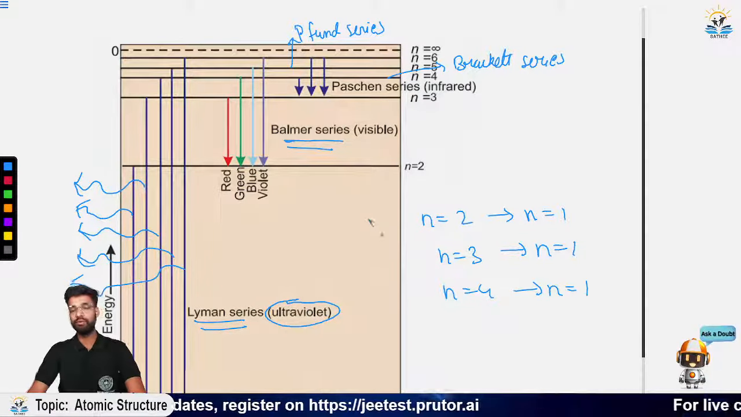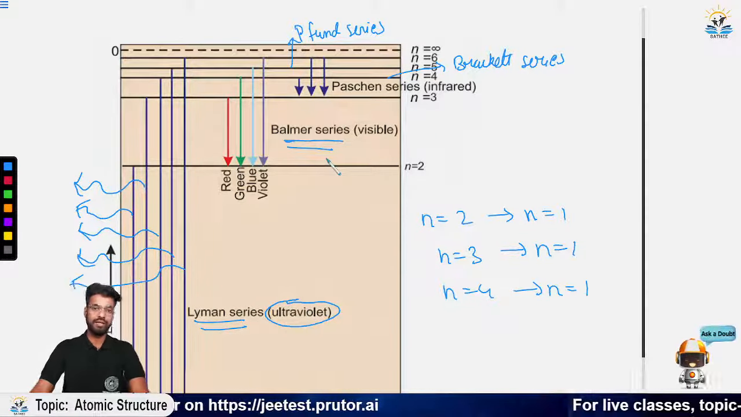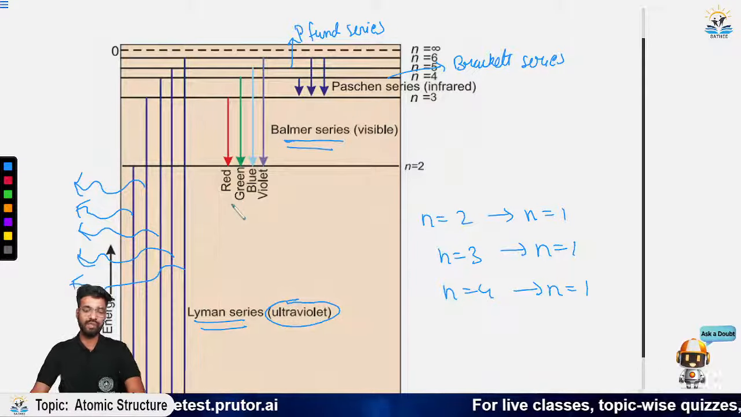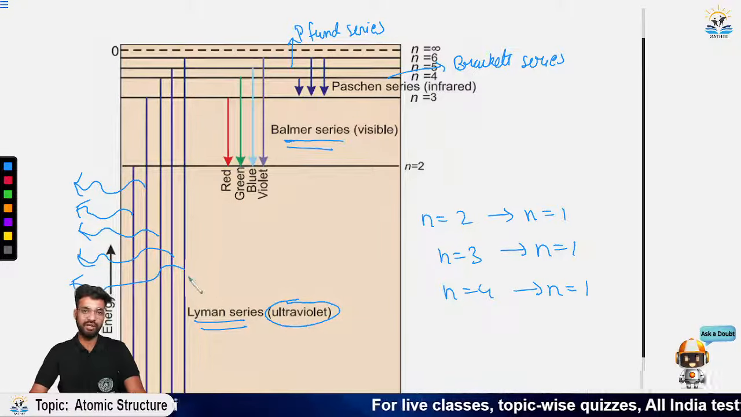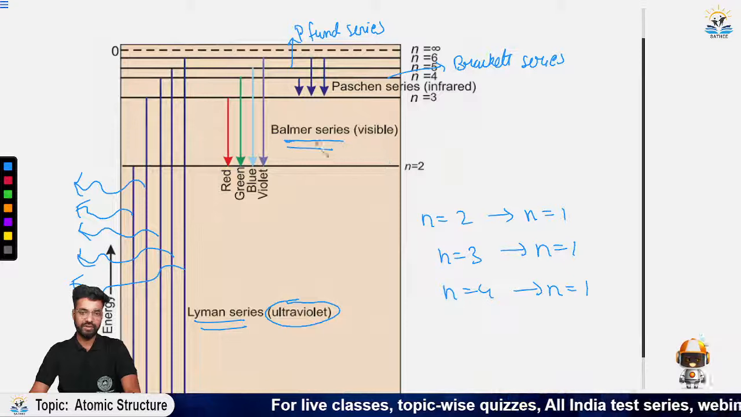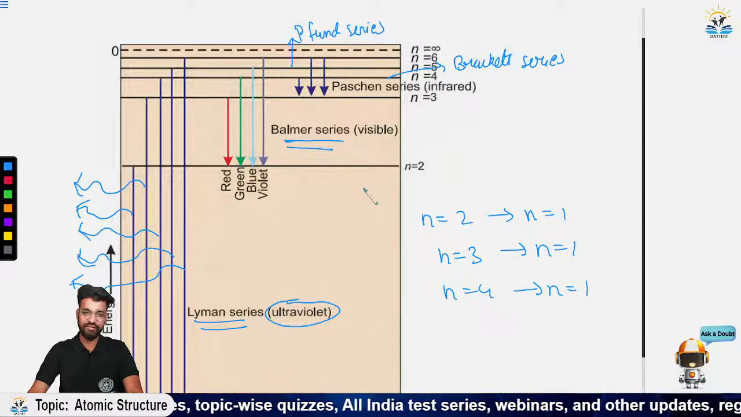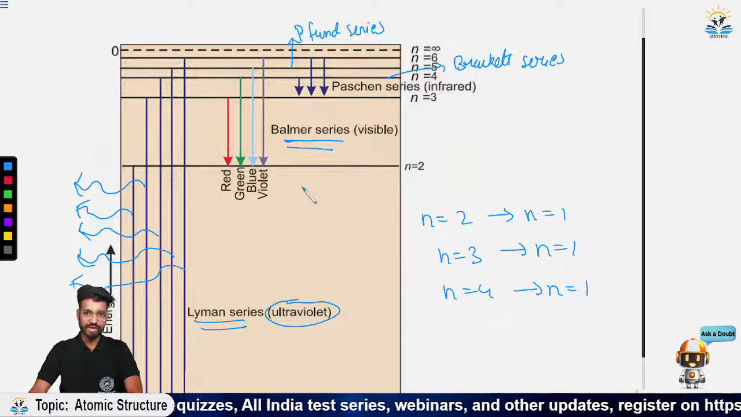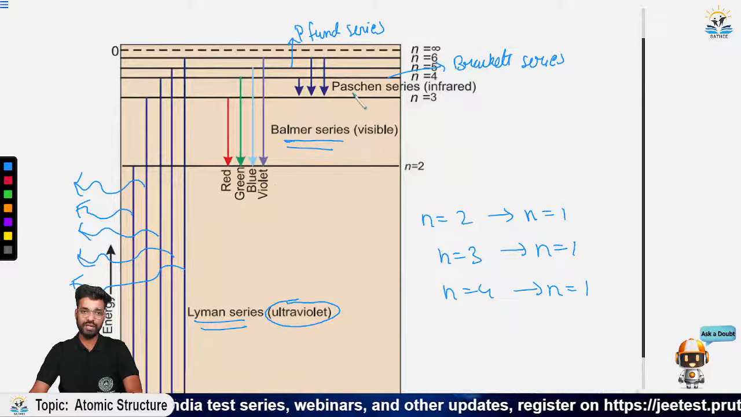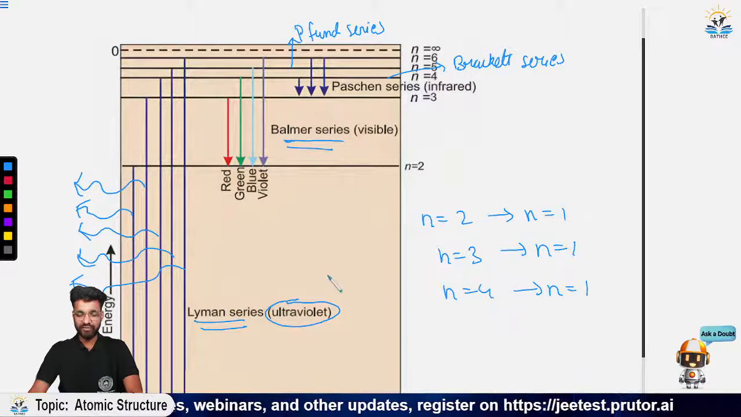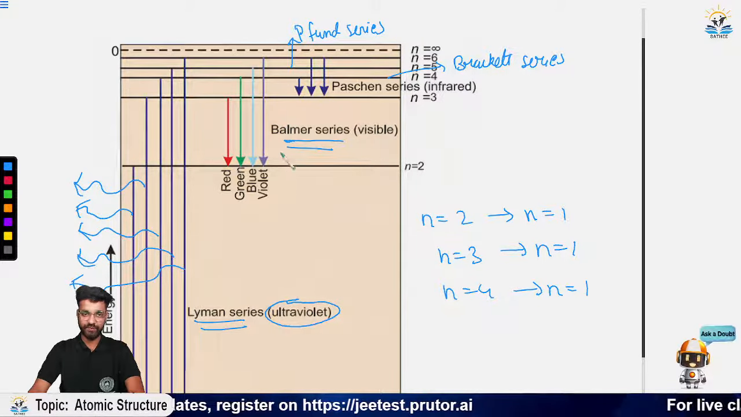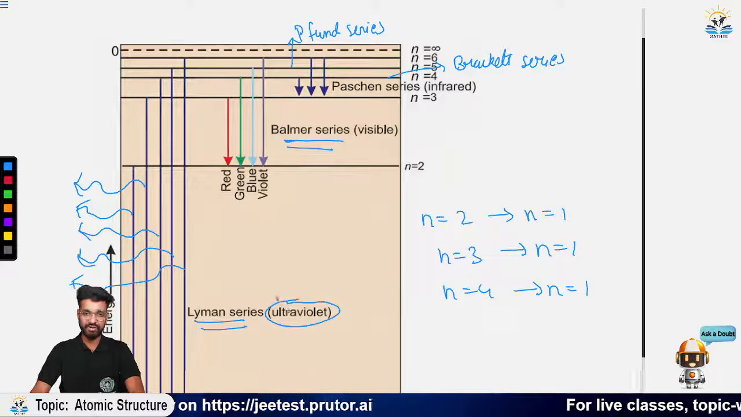In this way, we do get different series, and these series fall in different classes of the electromagnetic spectrum. The Lyman series falls in ultraviolet rays. Then we have visible rays for the Balmer series. Then we have the Paschen series for infrared. As you can see, from Lyman to Balmer to Paschen, we are moving towards less frequency.